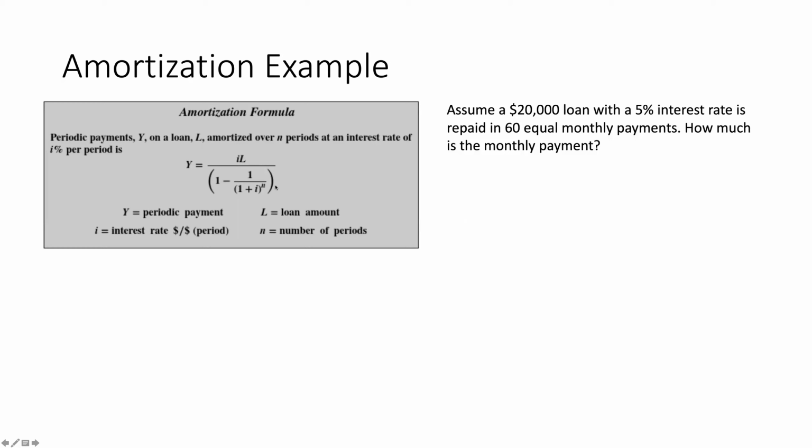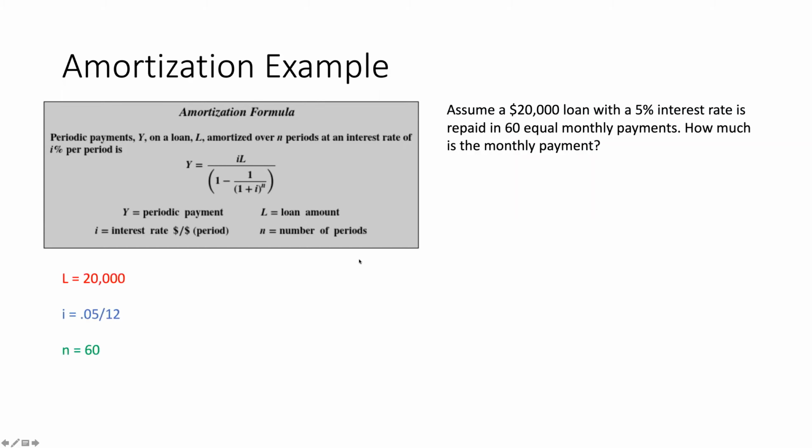Okay, so we're going to look at an example with this. Let's assume that we have a $20,000 loan with a 5% interest rate, and it will be repaid in 60 equal monthly payments. Our question is, how much is the monthly payment? What that means is the monthly payment that's needed to retire or pay off the loan in those 60 equal monthly payments or 5 years.